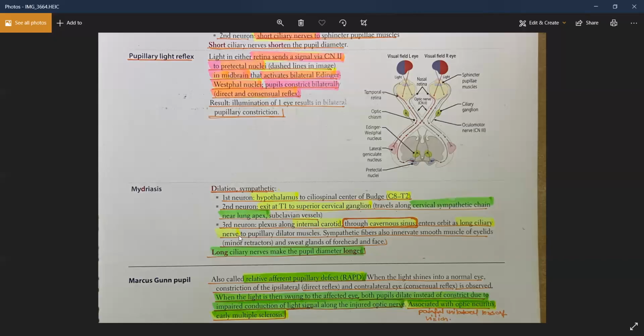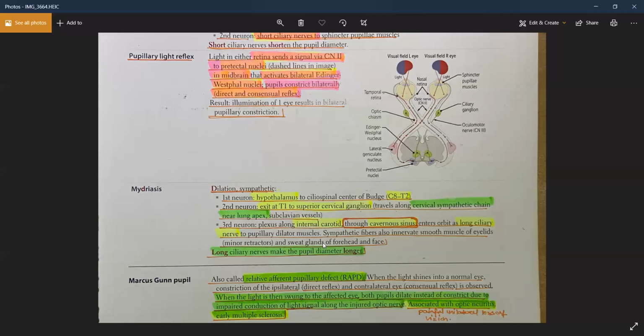Okay. And the long ciliary nerve causes the dilation of the pupillary muscles. It will cause the constriction of the dilated pupillae, and as I said, it will have a dilation of the pupil, right? So the long ciliary nerves make the diameter of the pupil larger, right? Along with these fibers, you also have the fibers for the sweat glands, right? And that's why in Horner syndrome, you have miosis, anhidrosis, and ptosis.